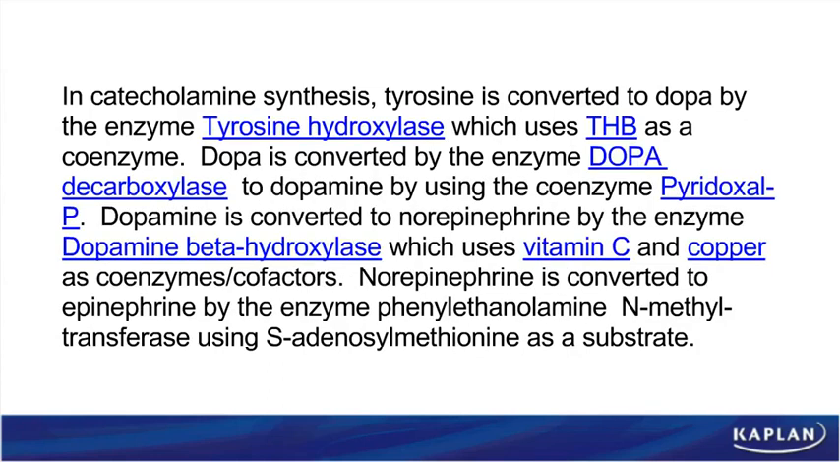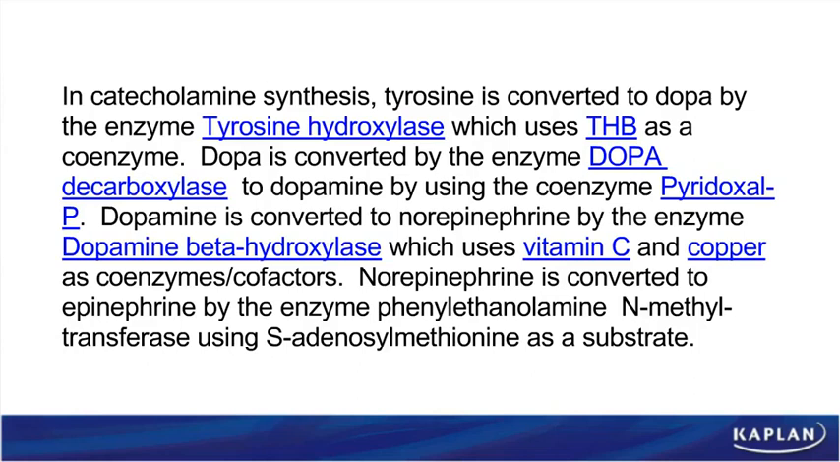In catecholamine synthesis, tyrosine is converted to dopa by the enzyme tyrosine hydroxylase, which uses tetrahydrobiopterin as a coenzyme. Dopa is converted by the enzyme dopa decarboxylase to form dopamine by using the coenzyme pyridoxal phosphate.